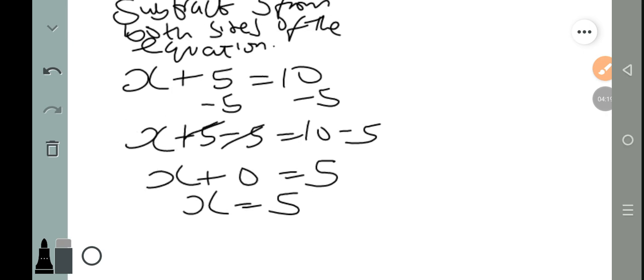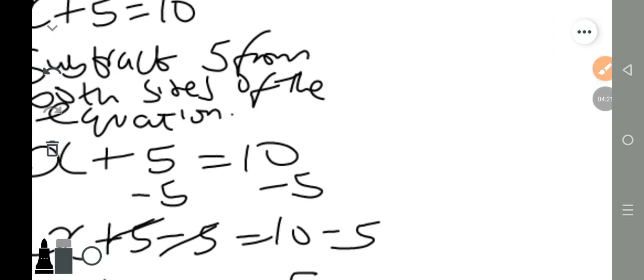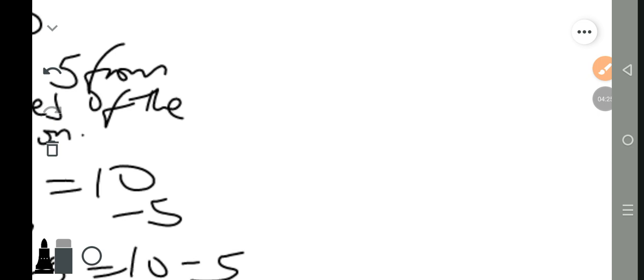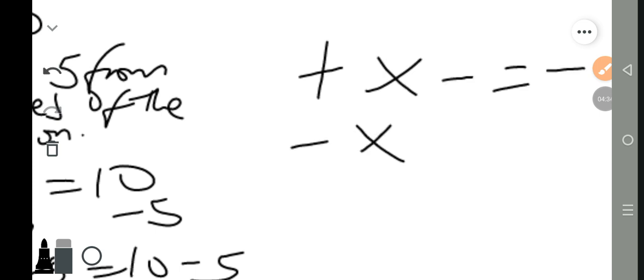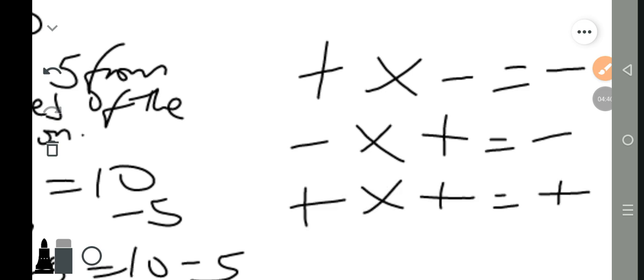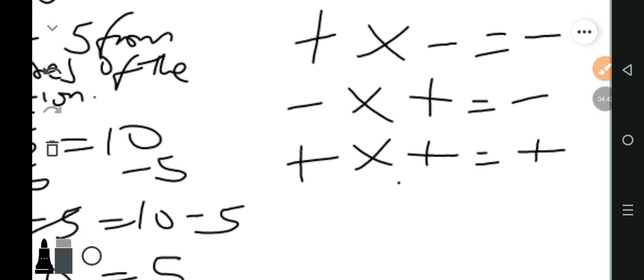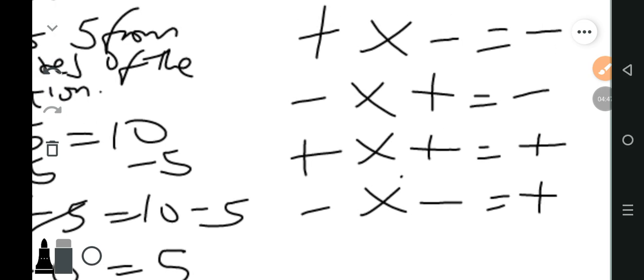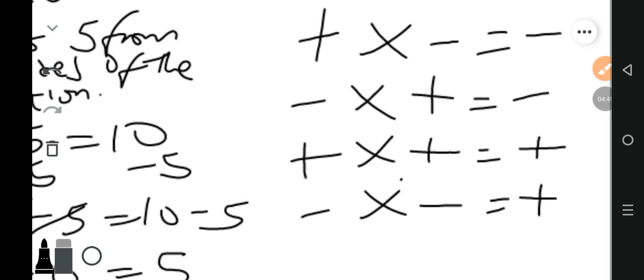Now, if you didn't want to use the balancing method, what you can also do is this. There's a rule for multiplication and division. Plus times minus is equal to minus. Minus times plus is equal to minus. Plus times plus is equal to plus. And minus times minus is equal to plus. So these are the rules for multiplication.